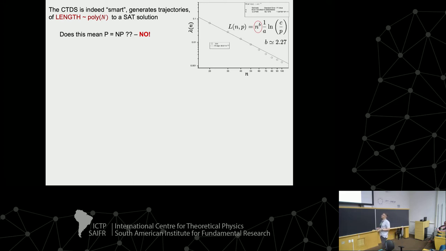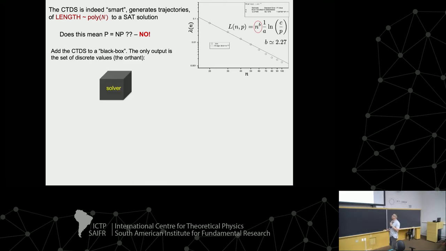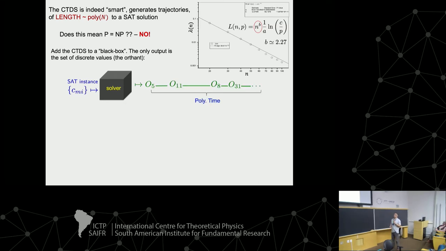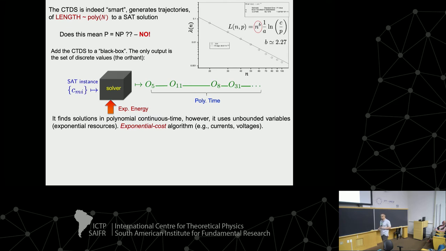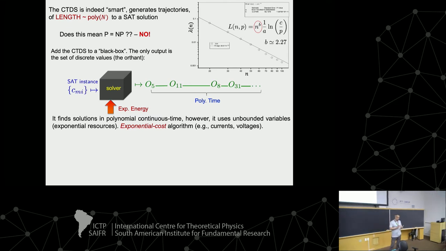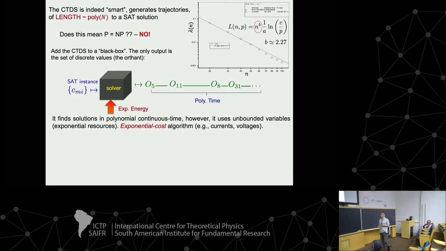Does this mean that P equals NP? No. Even though you have a polynomial analog time solver, or continuous time solver, you're using unbounded variables, which means if those variables are currents or voltages, you're going to have an exponentially fluctuating energy cost to it.